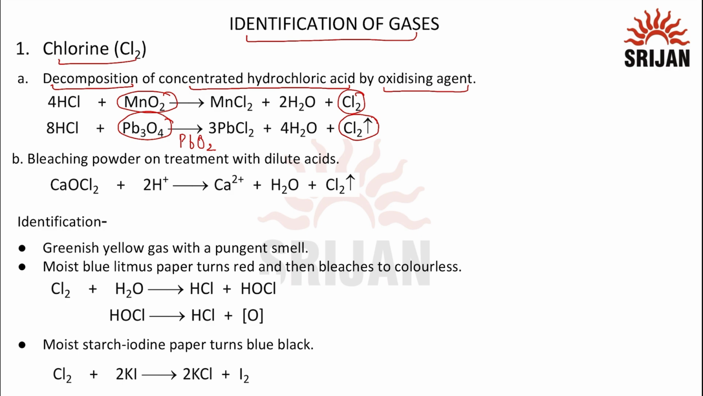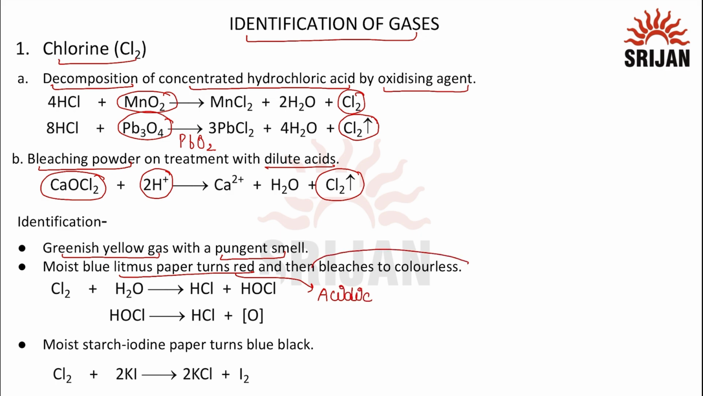The second method is with the help of bleaching powder. The chemical formula for bleaching powder is CaOCl2. This H positive shows that bleaching powder is undergoing reaction with dilute acids and we are getting Cl2 as a product. The points of identification of chlorine gas are that it is a greenish yellow gas and has a very pungent smell. It also turns blue litmus paper to red, showing its acidic behavior.